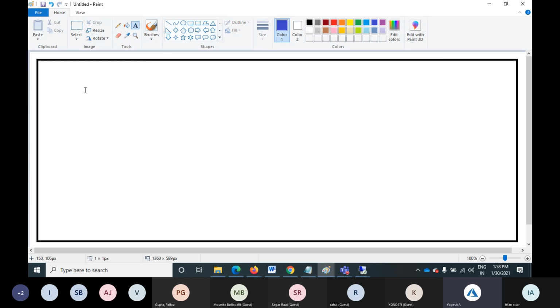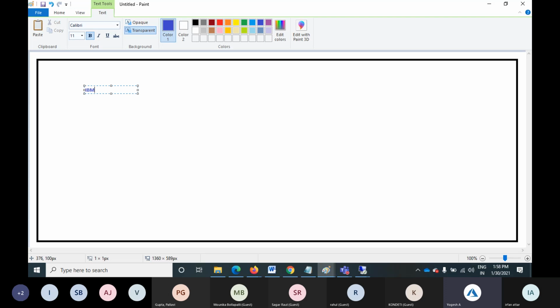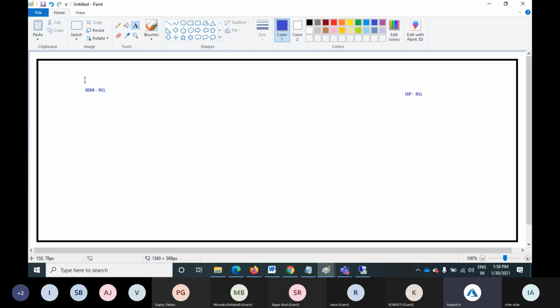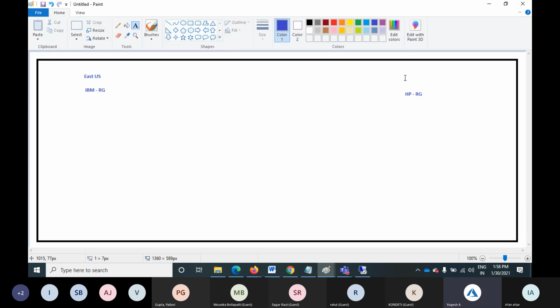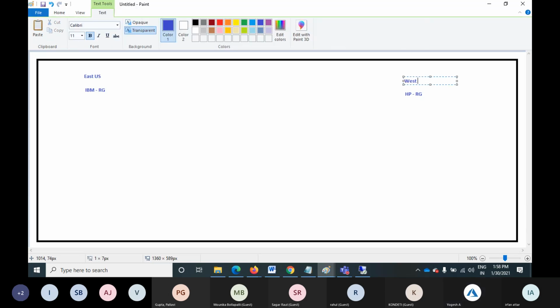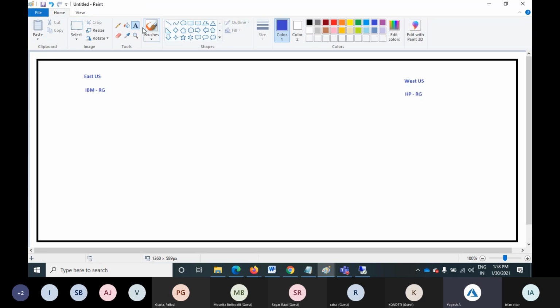So the first resource group, let's say, is the IBM resource group, and the HP resource group. The IBM resource group you are going to create under East US, and the HP resource group you are going to create in, let's say, West US. So this is a single subscription, single account only. You have created two resource groups.